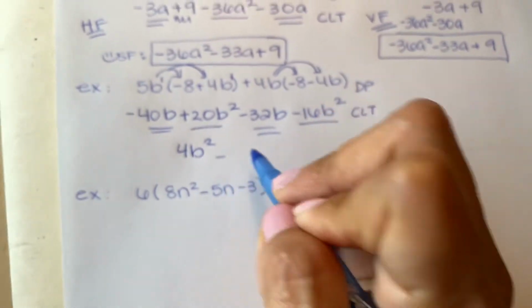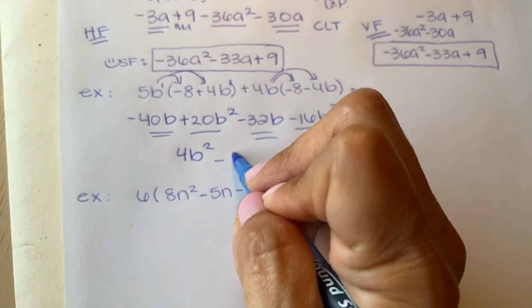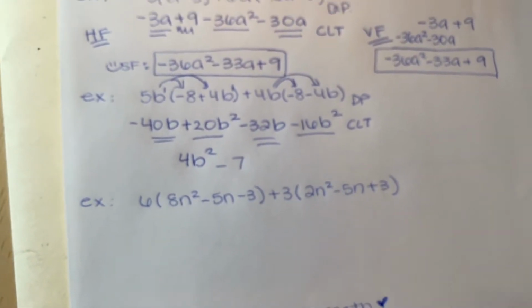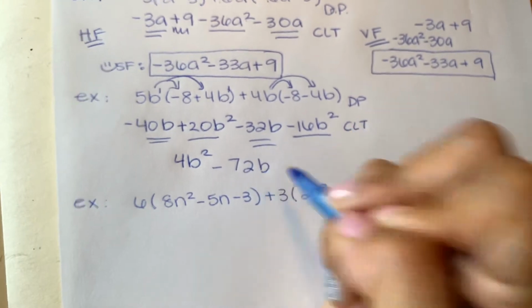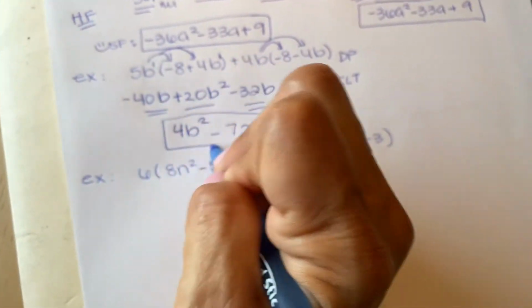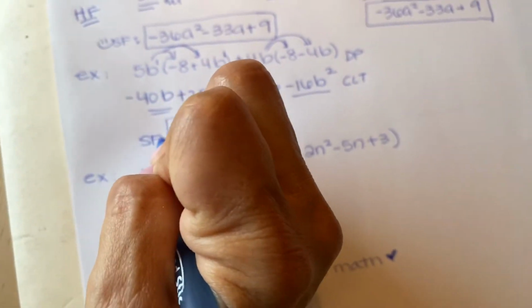So I get negative 7, negative 72b. And there's your answer. And that is in standard form.